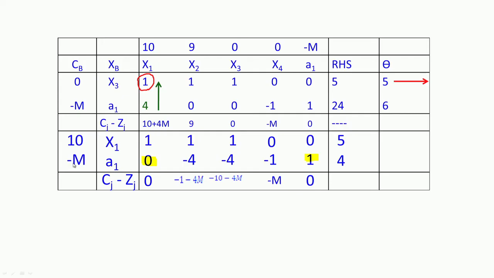Now, the value of the objective function is 10 into 5, 50 plus minus m into 4. So, 50 minus 4m, but we do not write it because the artificial variable is in the solution. Therefore, we write only a dash coming here. Now, we want to check whether this solution is optimum.